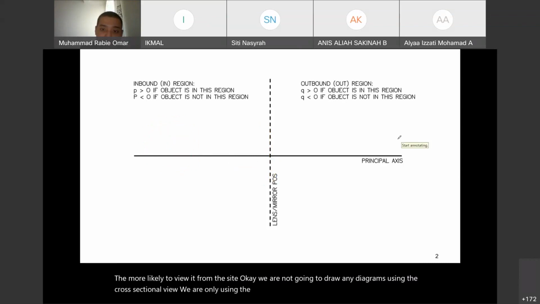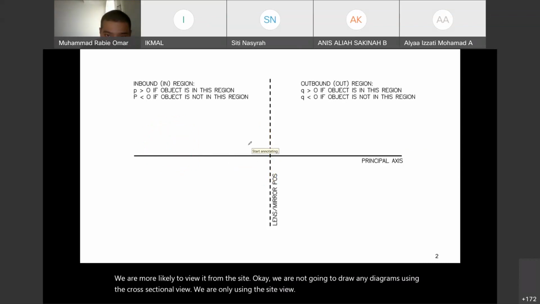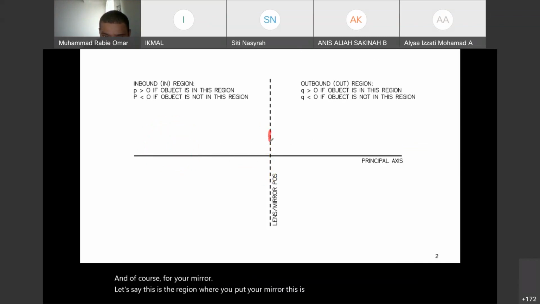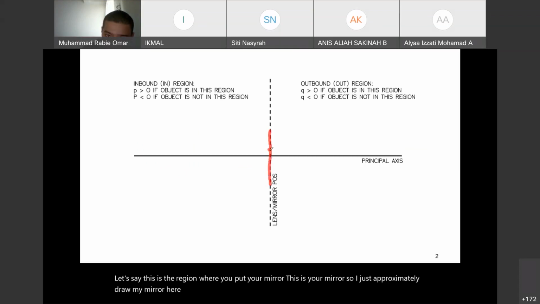And of course, for your mirror, let's say this is the region where you put your mirror. I just approximately draw my mirror here. So this here is the mirror. The mirror here should be either concave or convex, or just a plain mirror.